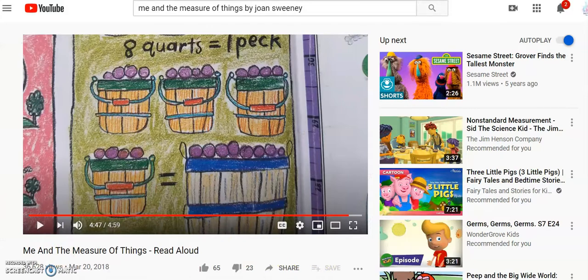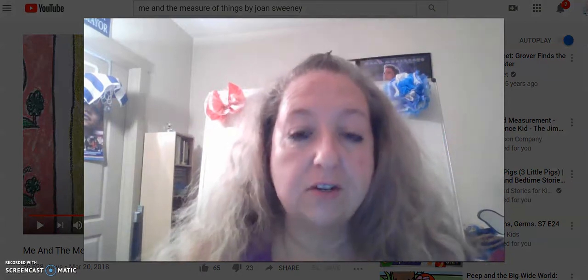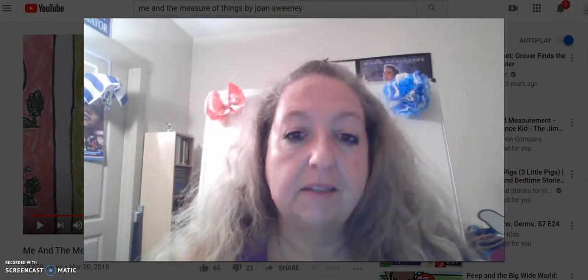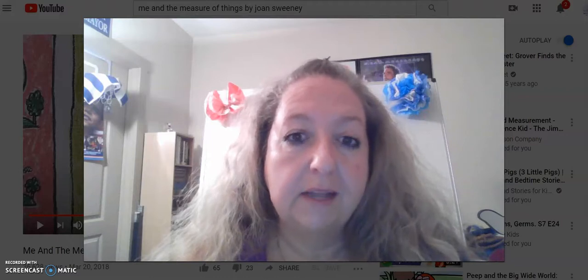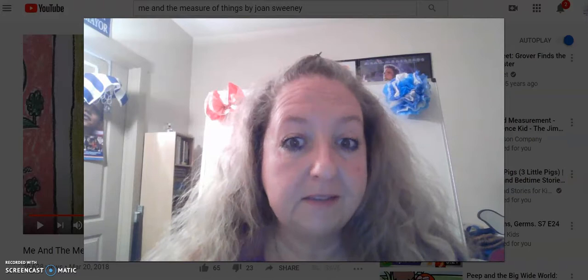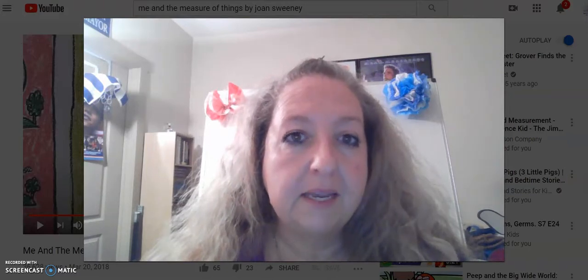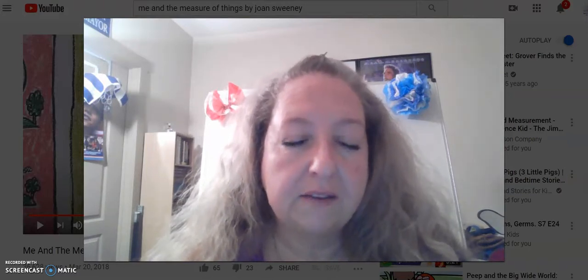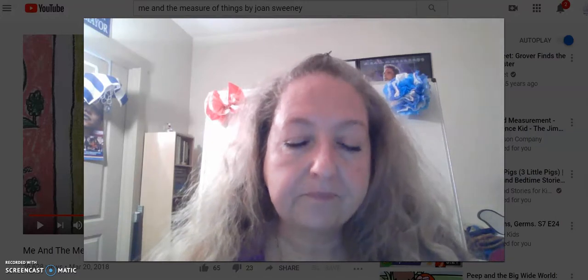Okay, so as you can tell, that book discussed a lot of different things that are measured with standard measurements. It talked about length that we're going to be talking about. It talked about height. It talked about weight and capacity. So you can use measurement not just to compare objects. You can also use measurement to help with recipes. It tells you exactly how many or how much you need of each ingredient that you're putting into your recipe.